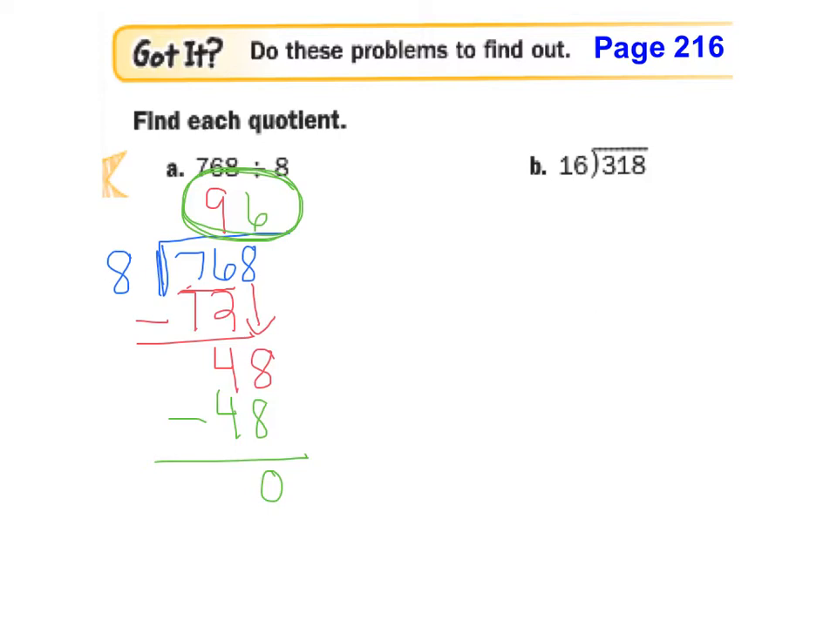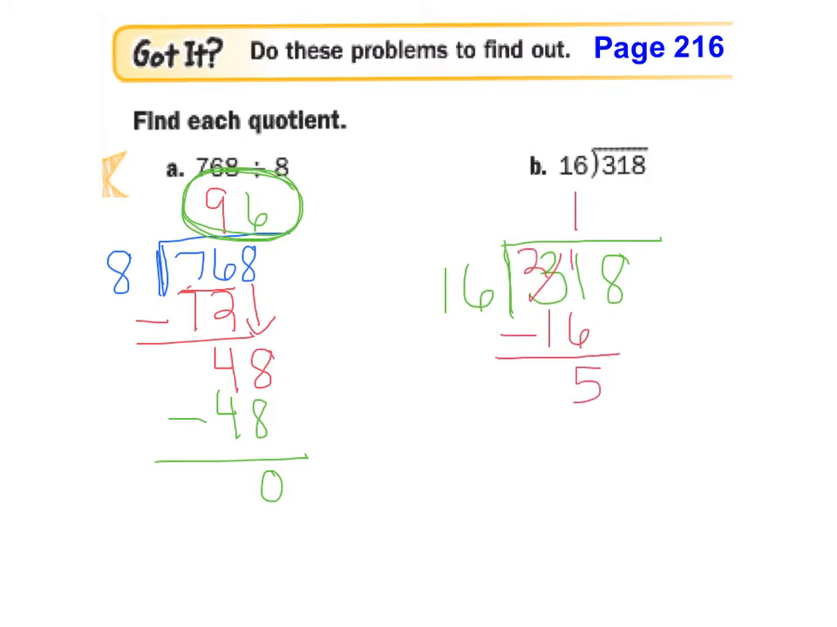Pause the video, try to work it out yourself, and then restart it and check to see that you were on track. First thing I did was I rewrote it so it was a little bit bigger and I had more space, but I'm going to go through my steps. Divide, 16 goes into 31 only one time. Subtract, I get 15. Bring down the 8.